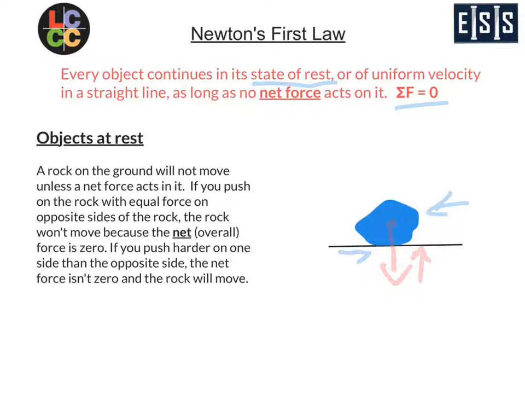Now, if we're to apply a force on the right that overcame, say, all the forces of friction, or wind on the other side, and it was in excess of those resisting forces, then the rock would move, and that movement would not be part of Newton's first law. You would then enter into Newton's second law, which we'll do in another video. So that's where we stand when we look at objects at rest.